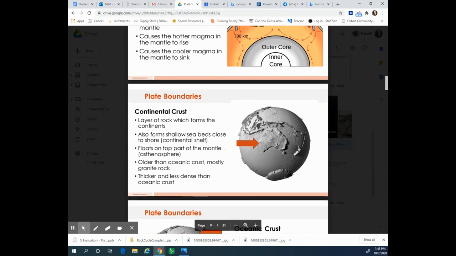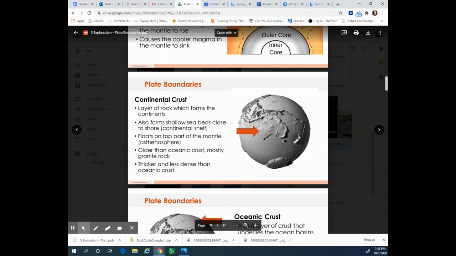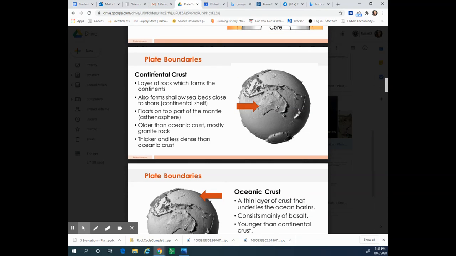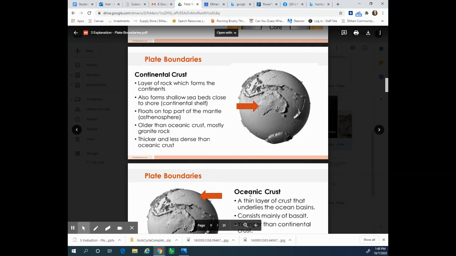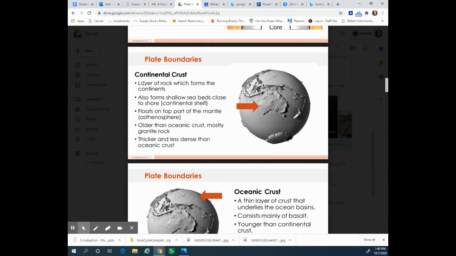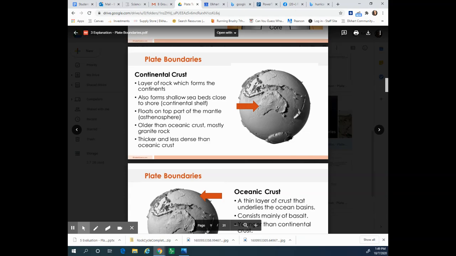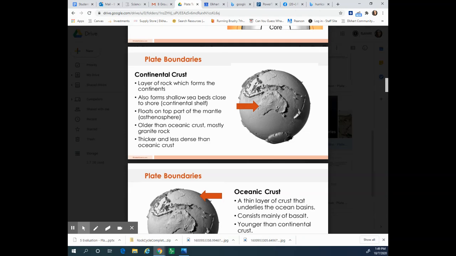Okay? Now, keep in mind the differences between a continental crust and an oceanic crust. Continental crust has layers of rocks which form on the continents. It also forms shallow seabeds close to the shore. So even though you see all of this right here, not all of Australia is just dry land. Some of this part is underneath the water.